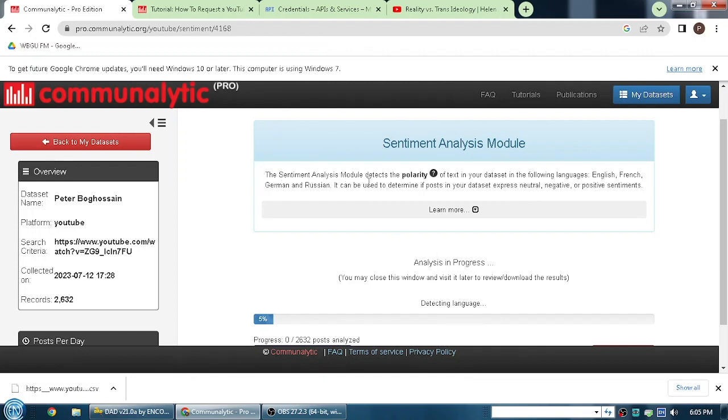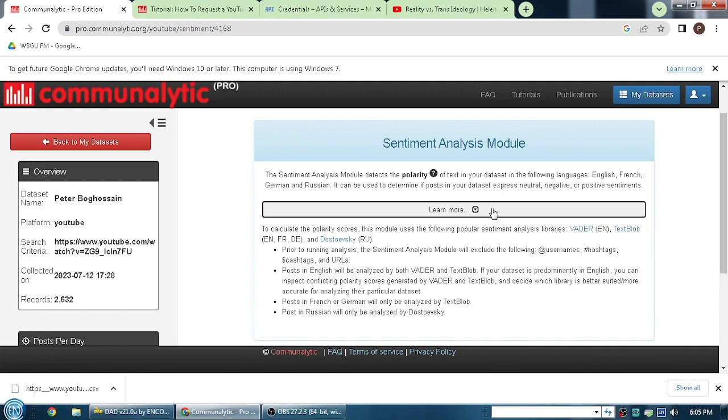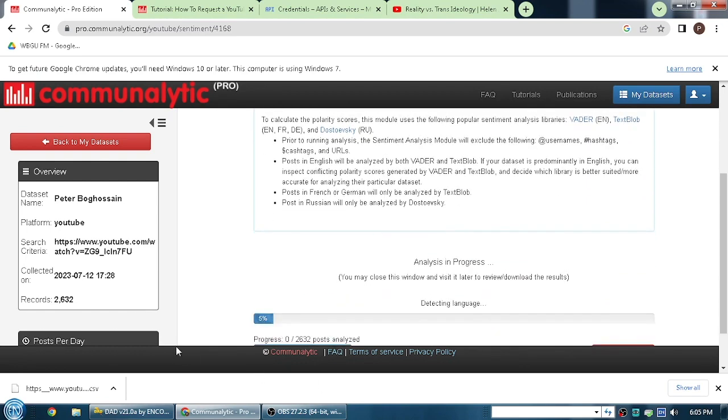The sentiment analysis module detects the polarity of text in your data set in the following languages. It can be used to determine if posts in your data set express neutral, negative, or positive sentiments. You know, it's interesting that you have to separate the two things, the toxicity and the sentiment. Wouldn't you probably draw the conclusion that if you're attacking identity that you have a negative sentiment? But this algorithm is going to look at things a little bit differently.